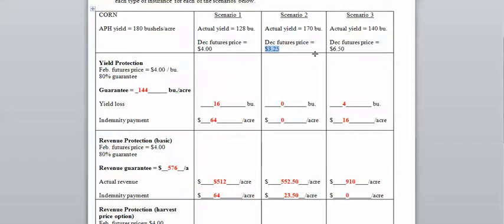Our actual revenue, again, is number of bushels times price per bushel. So 170 bushels times $3.25 a bushel gives us an actual revenue of $552.50 an acre. Our guarantee was $576. So we're going to get paid. We're under our guarantee. We take our guarantee of $576 minus our revenue of $552.50, which gives us an indemnity payment of $23.50.